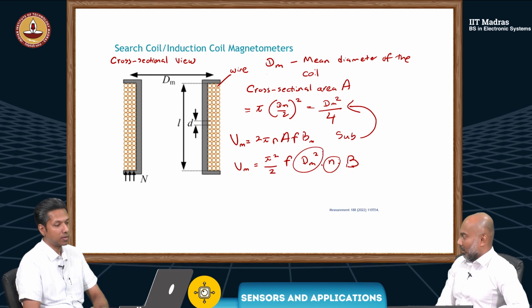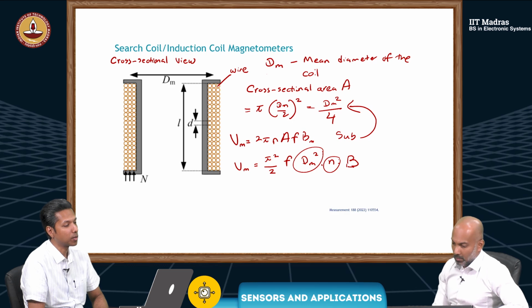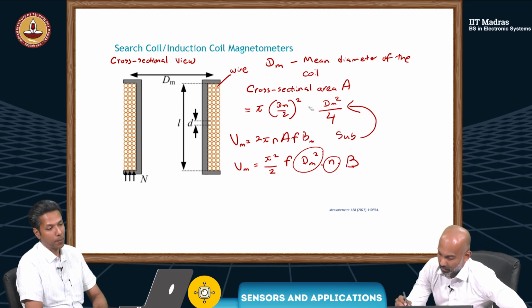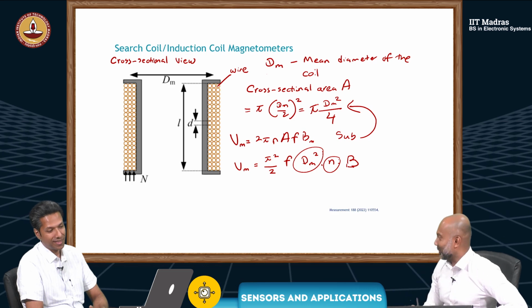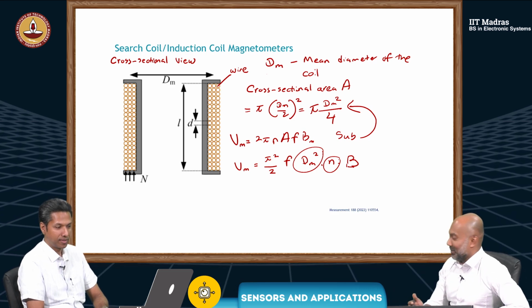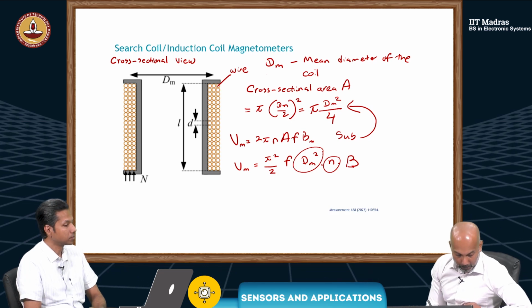Just in the cross-section area, some pi is missing. Pi DM squared by 4. Yes, correct. Pi cannot just disappear like that. Yes, pi r squared, right?